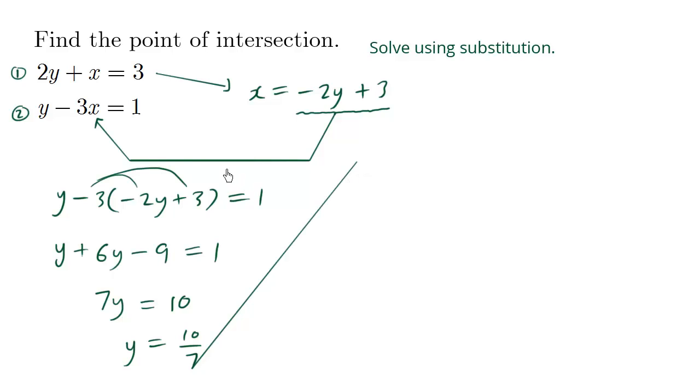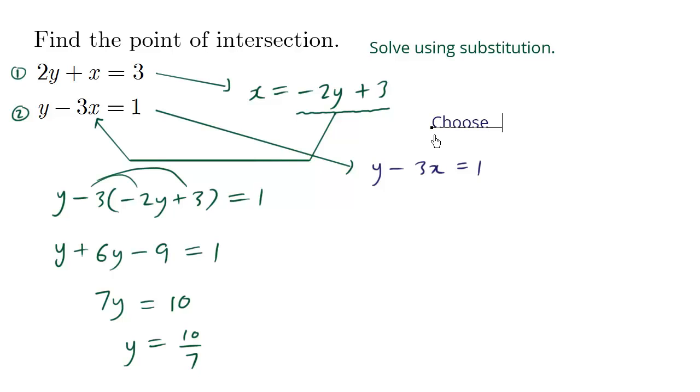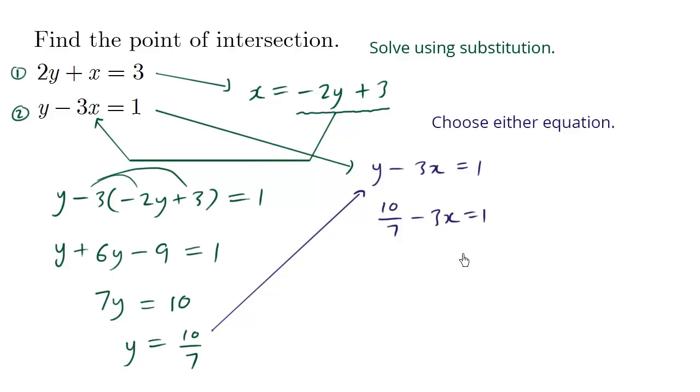So thinking about equation number 2, recall that y minus 3x equals 1. It doesn't really matter which one we choose. I'll just say choose either equation. So what we have is, we're choosing equation 2. We know what y is. I'm going to plug in y here. 10 over 7 minus 3x equals 1.